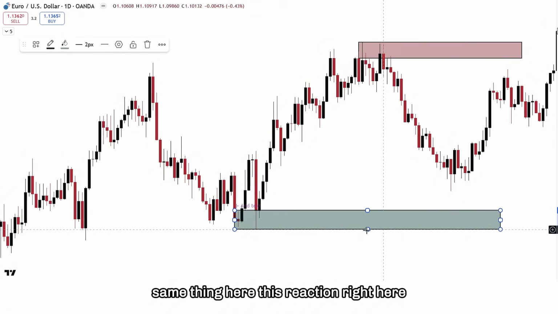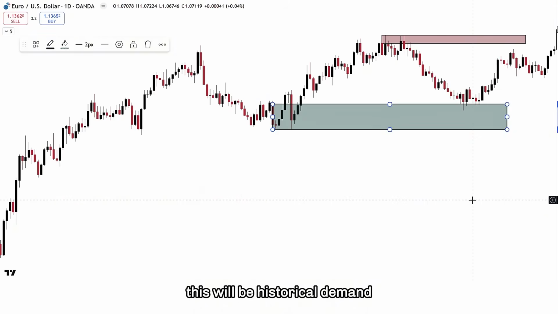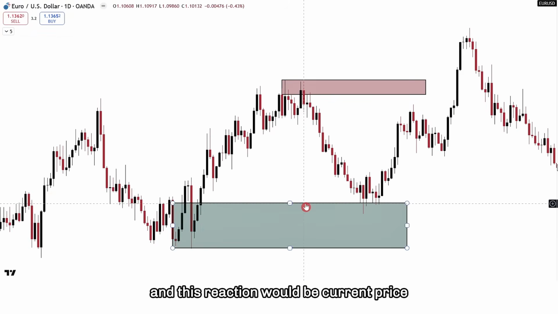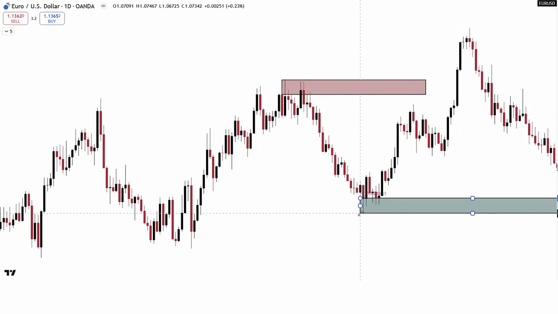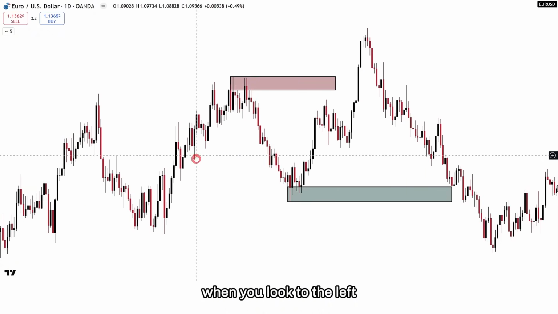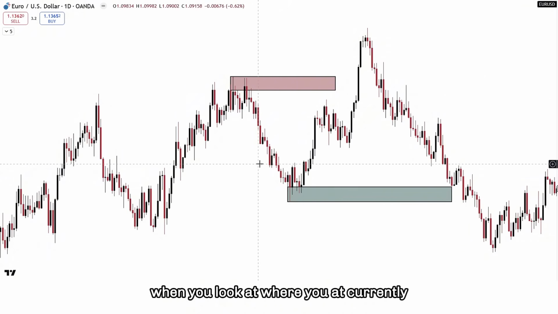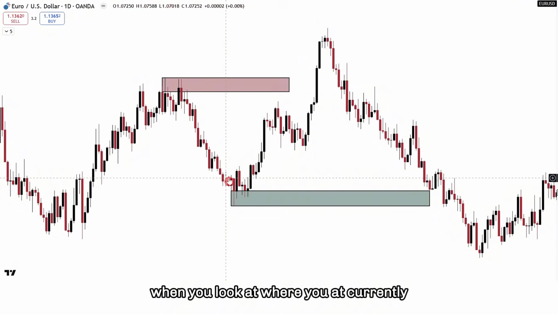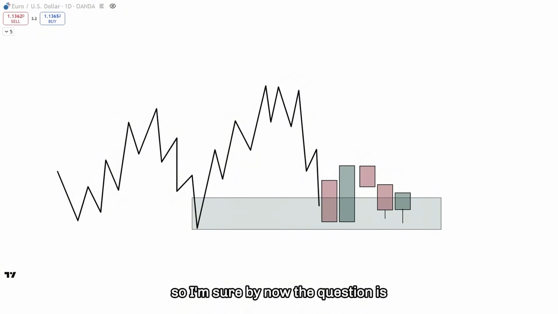Same thing here. This reaction right here, obviously the bottom quarter, this will be historical demand. And this reaction would be current price, current demand, and so on. So again, when you look further to the left, that would be historical data. When you look at where you are currently, that would be current price action. So I'm sure by now the question is, how can we figure out the daily bias?